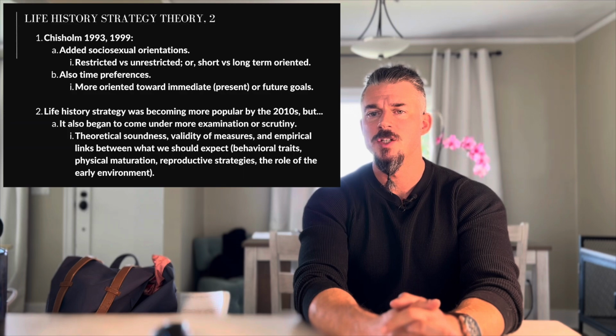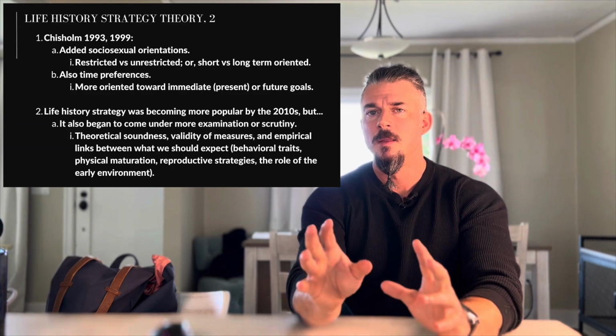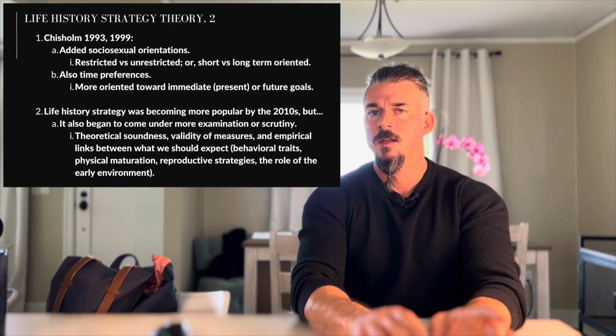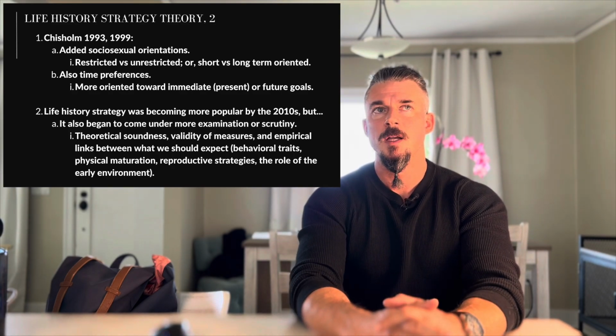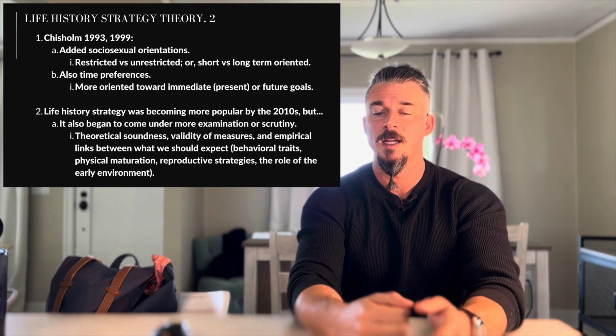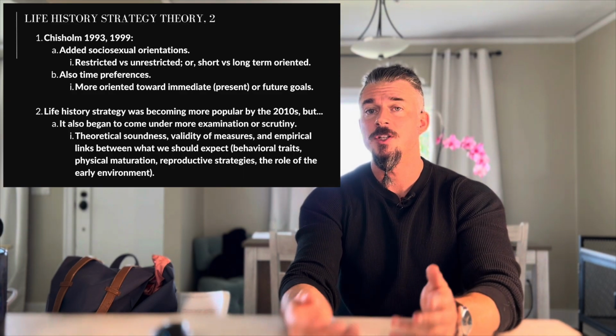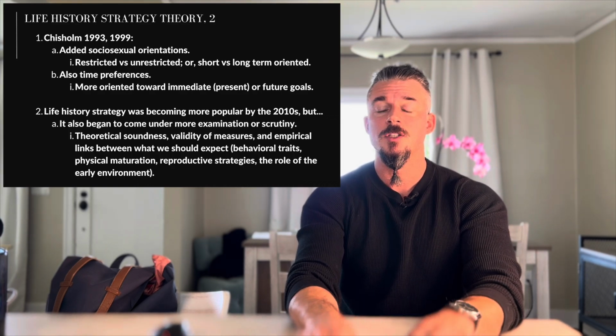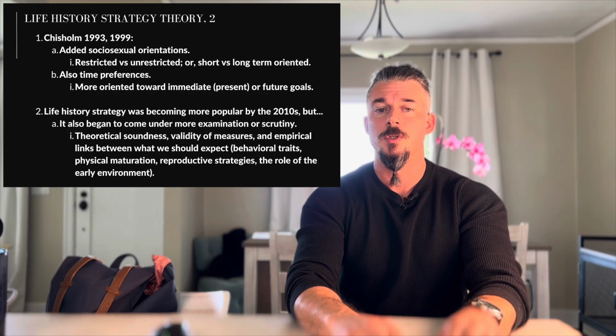So life history strategy, it was becoming more popular by about the mid-2010s. That's when the author of this paper says was kind of the peak in interest in this. But what happens when you see something become very popular in psychology? That's also when you get more scrutiny on it, more people are looking at it, more people are examining it. The replication crisis, people are trying to replicate papers and see what of these associations persists, what's right, what's wrong, that kind of thing.